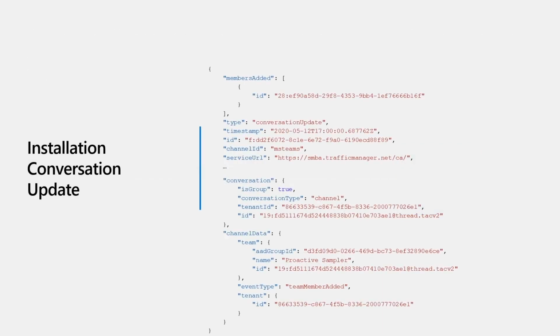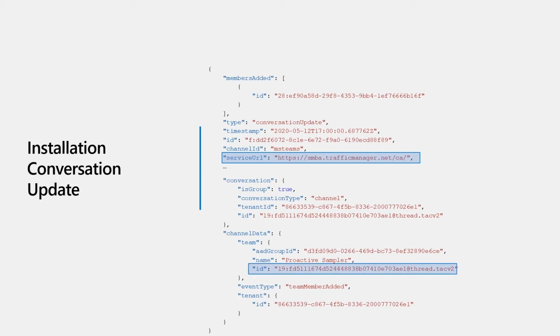To understand this flow, let's look at the contents of the conversation update activity. To start, let's identify how we know this is a team installation event. The first of these fields tells us this is our bot being installed. This ID is the application ID of the bot, prefixed with 28 colon. The last of these fields tells us that this is a team conversation. Now note that we already have the service URL for our organization. All that remains is to get the conversation IDs of the channels in this team.